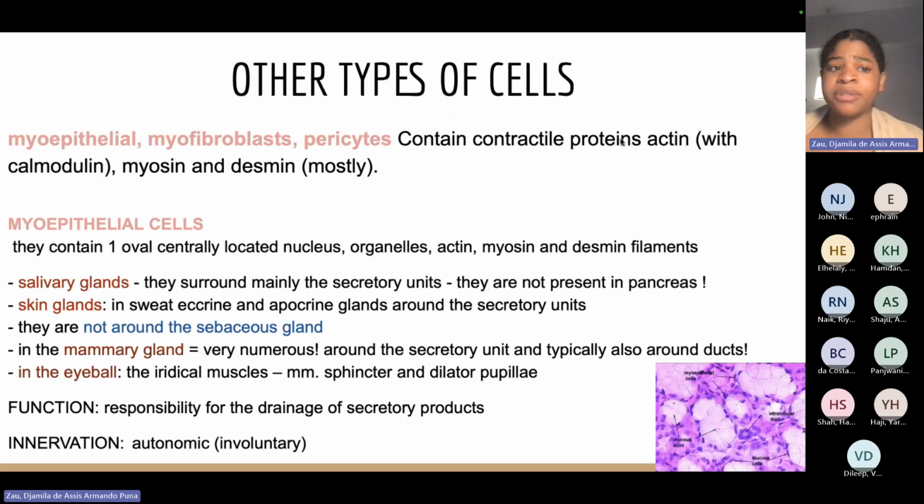So there are some other types of cells that have myofilaments and have contractile abilities. These are the myoepithelial cells, myofibroblasts, and pericytes.